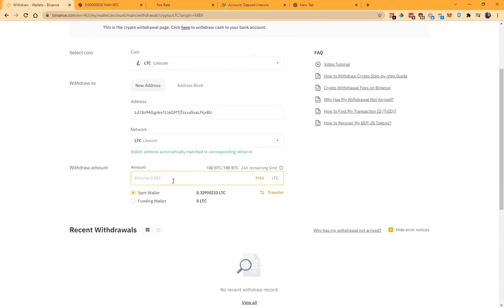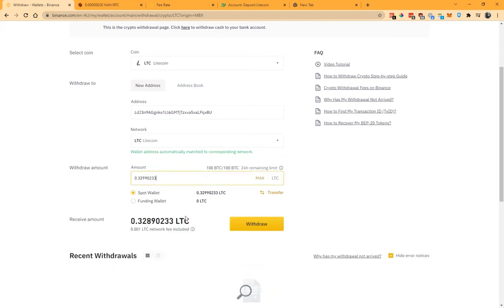Fantastic. So we can see this is in here. Now it's asking us, well, how much do we want to withdraw? So we just want to take it all. So it's 0.3289. I was going to split networks, but actually this won't be enough to purchase all of that 0.20 on TradeOgre. So by some quick maths, we're just going to send it all to TradeOgre.